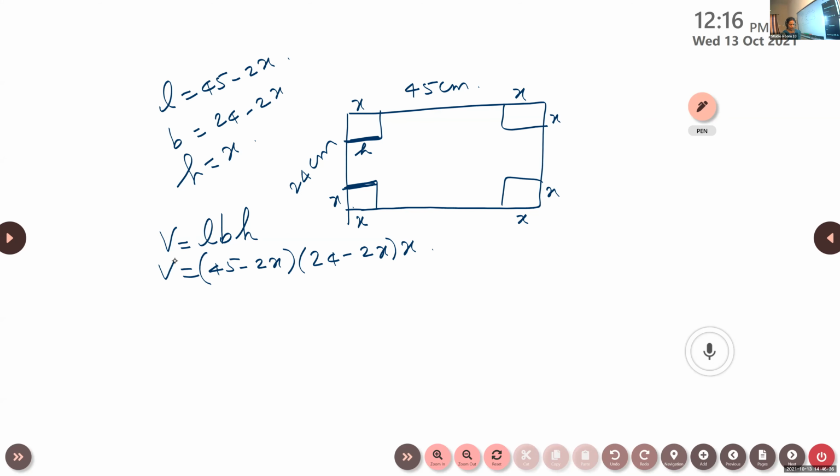You are asked to find what should be the side of the square to be cut off so that the volume of the box is maximum. So you have to find dv by dx. What will be dv by dx?